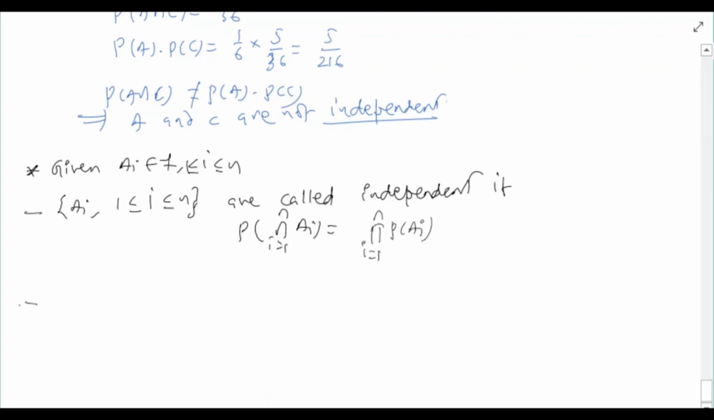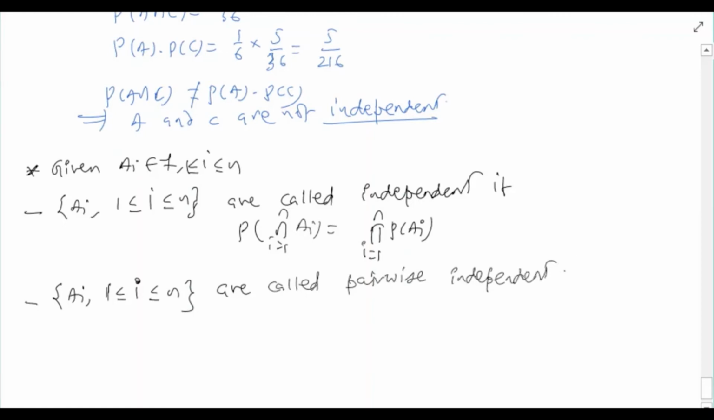There is another notion here, and that is of pairwise independence. So events A_i, i ranging from 1 to n, are called pairwise independent if probability of A_i intersection A_j is probability of A_i times probability of A_j for all pairs. This is for all i not equal to j.